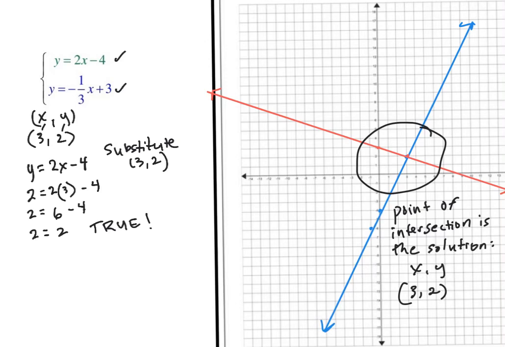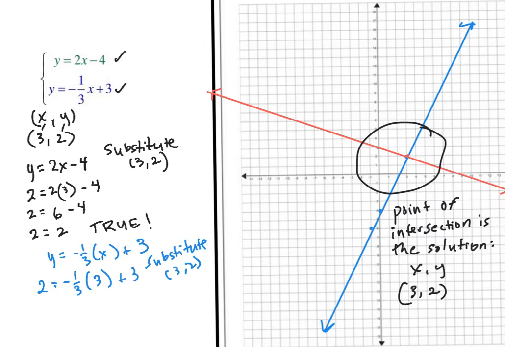So we're going to do the same exact thing with y equals negative 1/3 x plus 3. So again, instead of writing a y, I can substitute my point's y-value, 2. So instead of y, I'm going to write 2 equals, and I keep writing the rest of the equation the same: negative 1/3. Instead of writing an x, I can put the number 3, and then I add 3.